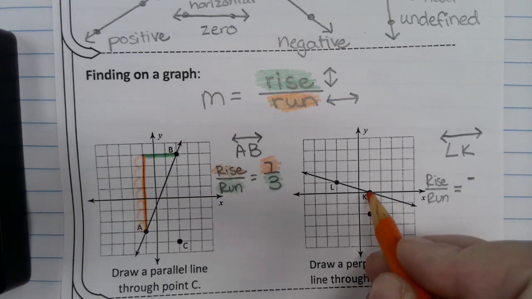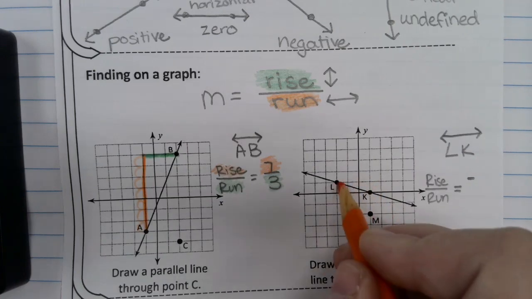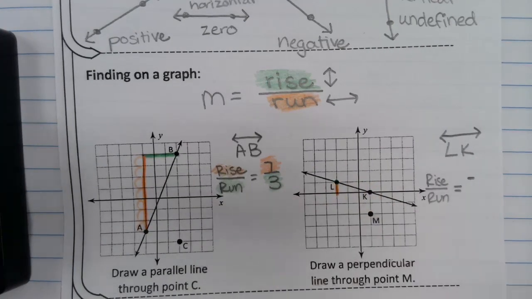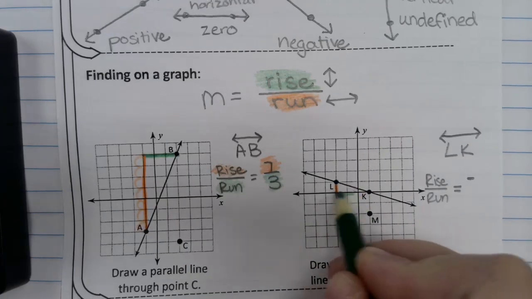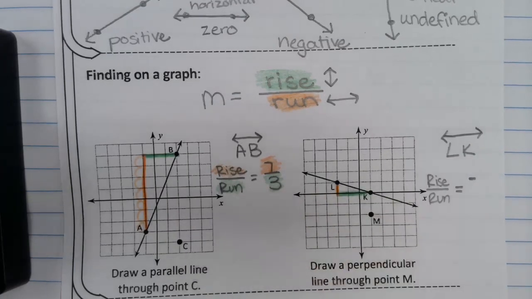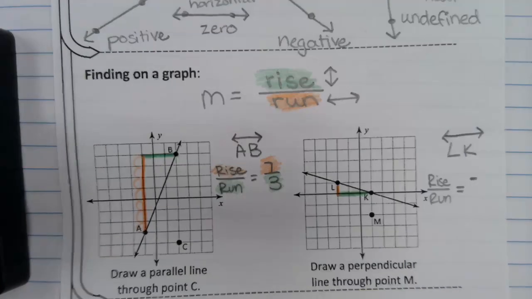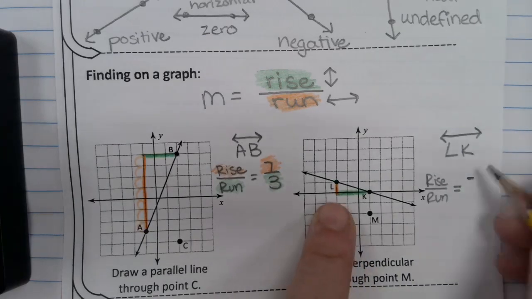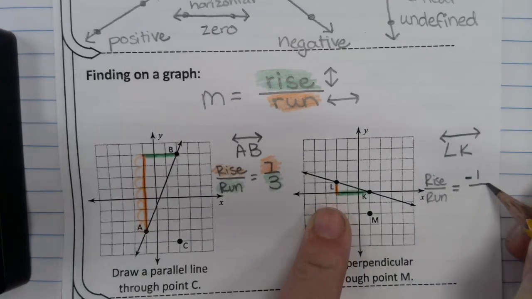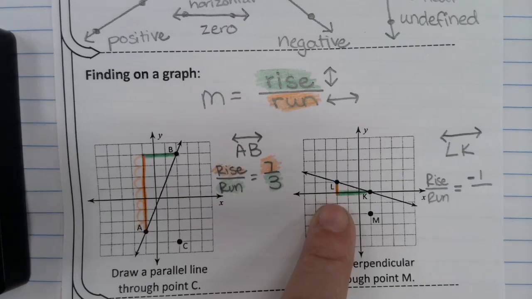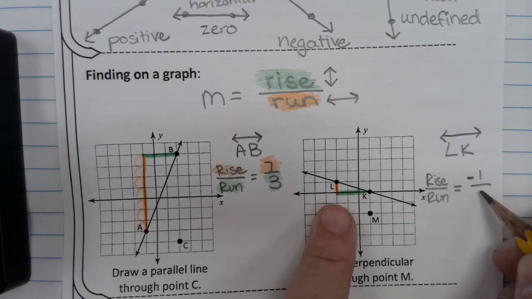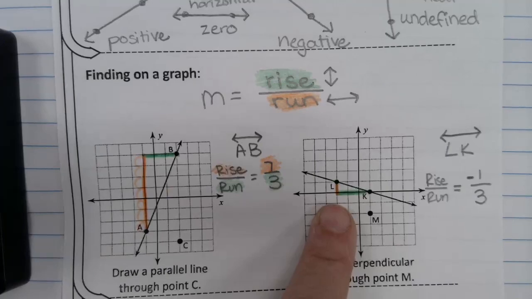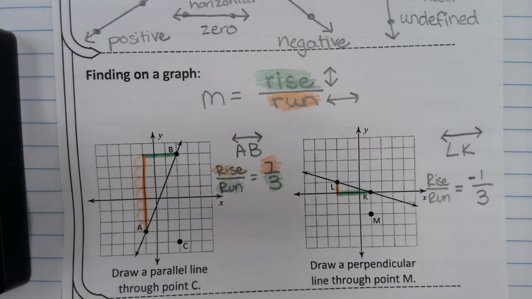So it's your choice on how you want to think about your rise and run. Some people like to start at K and go up and then go to the left. I like to just always start on the left and go right, because that's the way my brain was always taught, left to right. And then that helps me think if it's negative or positive, because now am I going to go up or down? Down 1. And over how many? 3. So negative 1/3.